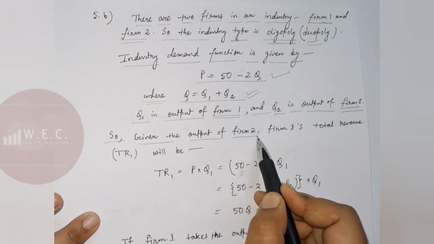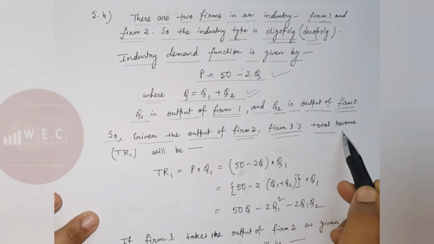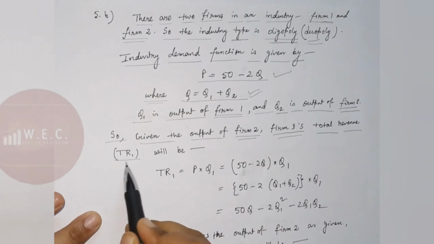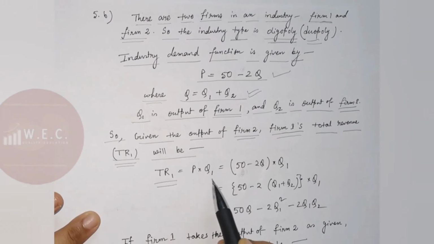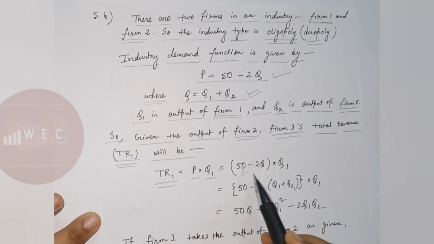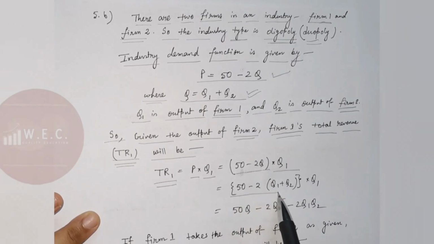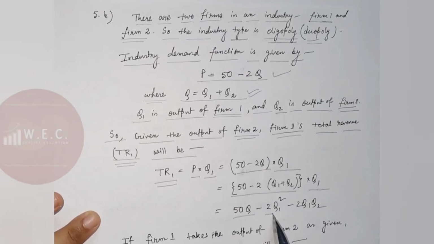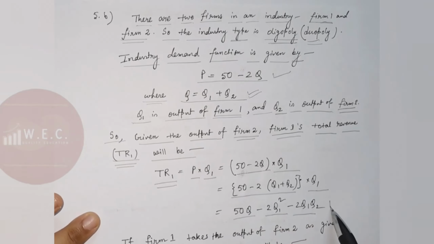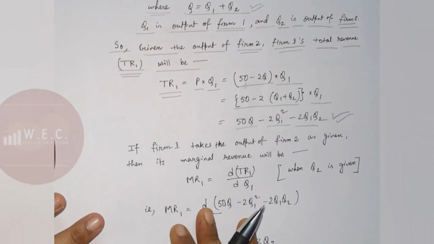So given the output of firm 2, firm 1's total revenue TR1 will be TR1 equals P into Q1. P equals 50 minus 2Q into Q1. You can see the derivation. So this is the total revenue function of firm 1.